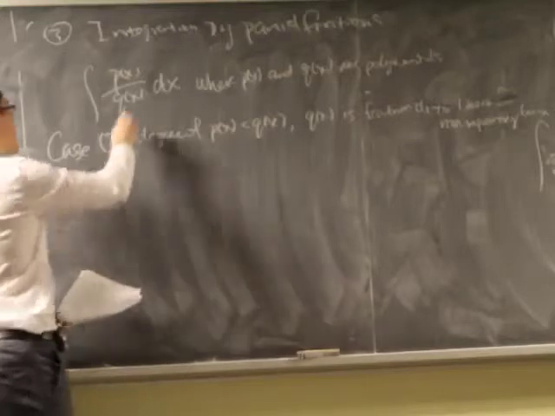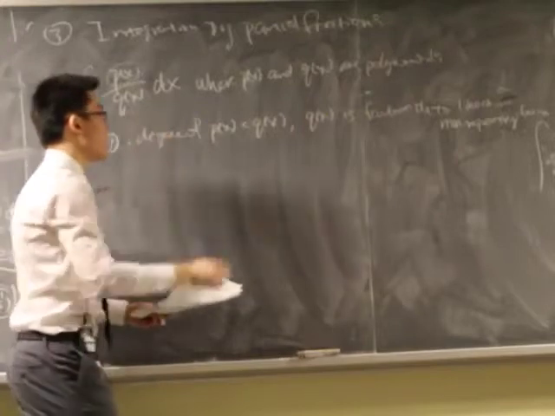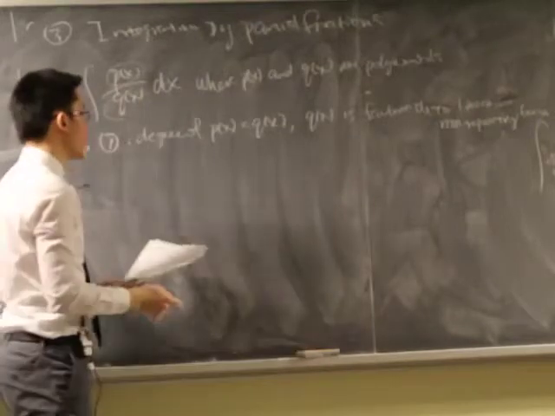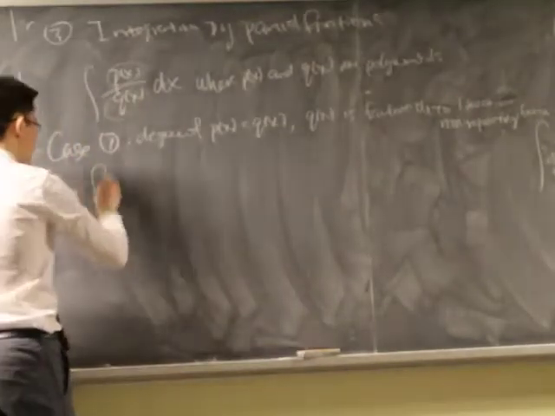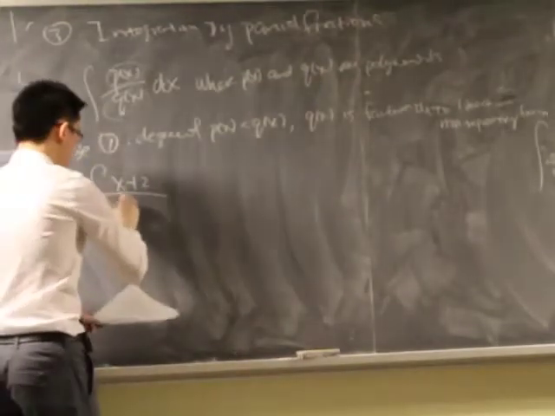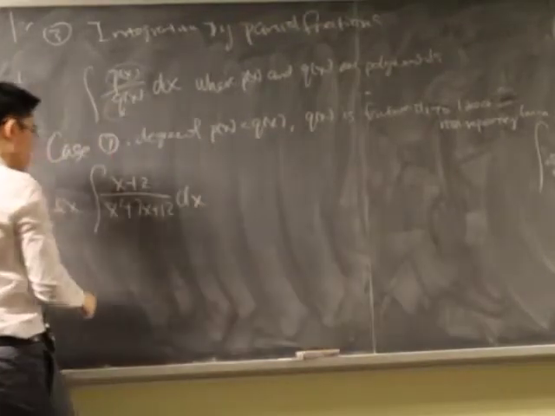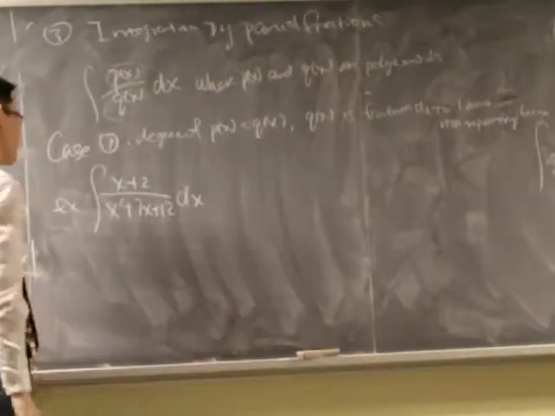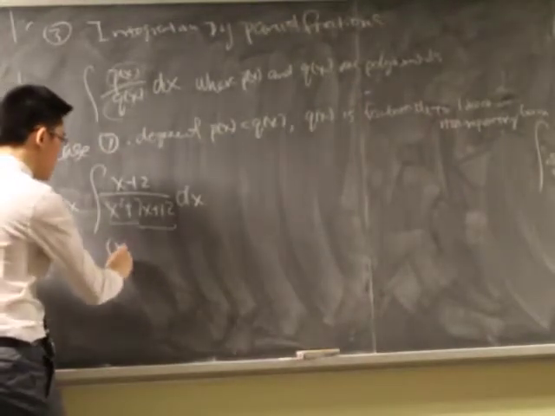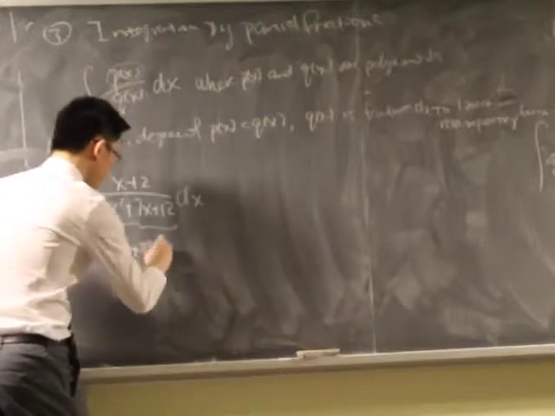This is a simpler case where the degree of the numerator polynomial is smaller than the degree of the denominator polynomial, and the denominator polynomial can be factored into linear factors which are not repeating. An example of this is x plus 2 over x squared plus 7x plus 12. The first step of any partial fraction decomposition is to factor the denominator, and in this case it's (x plus 3)(x plus 4).